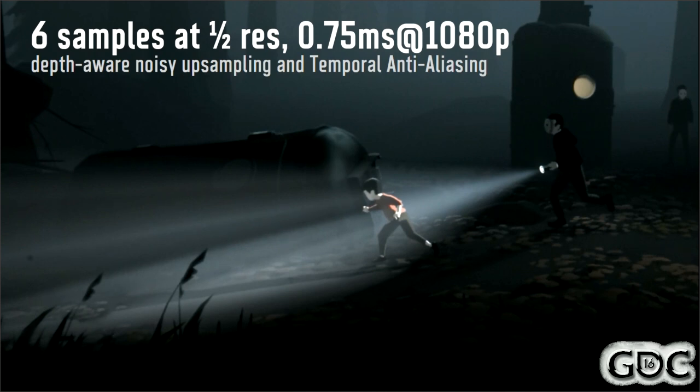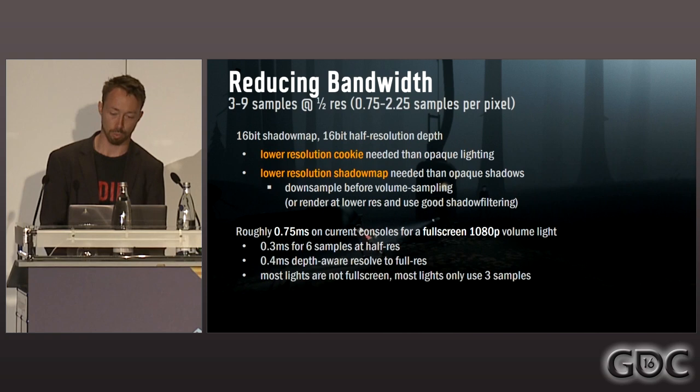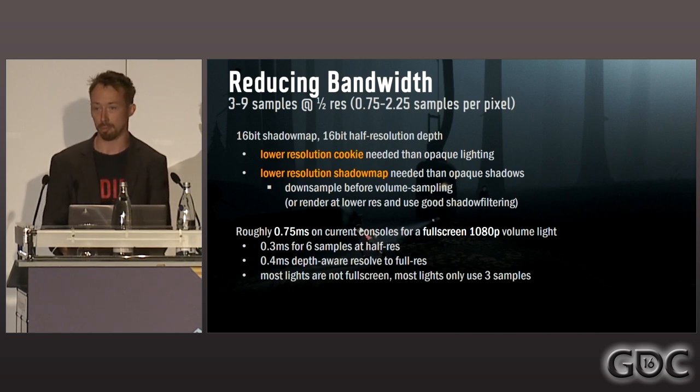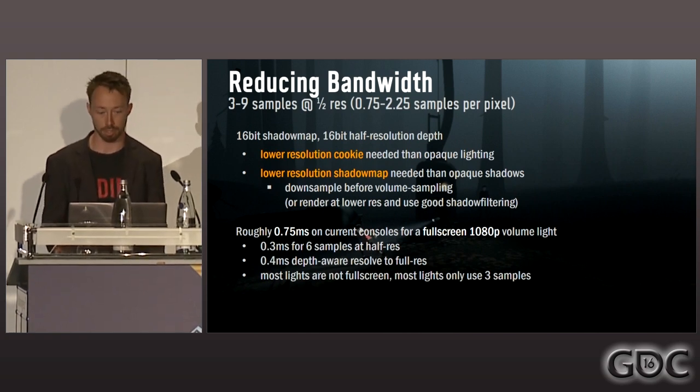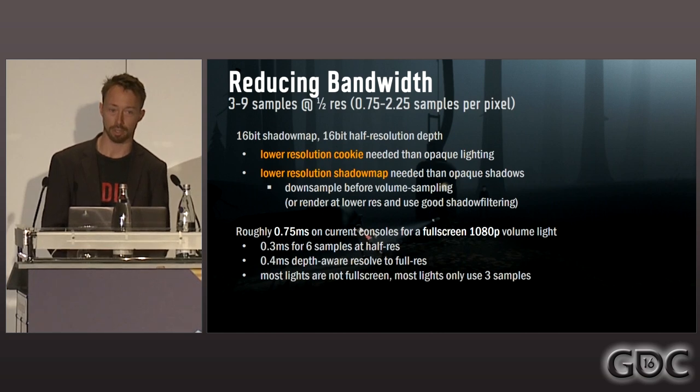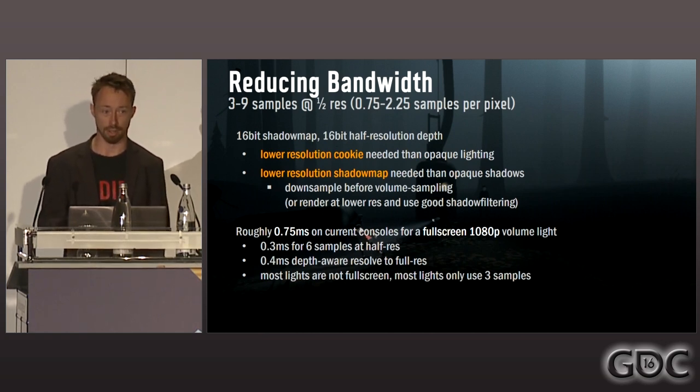We only sample within the actual light cone. Also, most of the time we're actually using 3 samples per pixel at half resolution. We're not using 6. So that means that we are doing just less than 1 sample per full resolution pixel to get this effect. The reason why we've been obsessing so much about the number of samples, of course, is that the effect is bandwidth bound. Like it's bound by the number of samples we do.